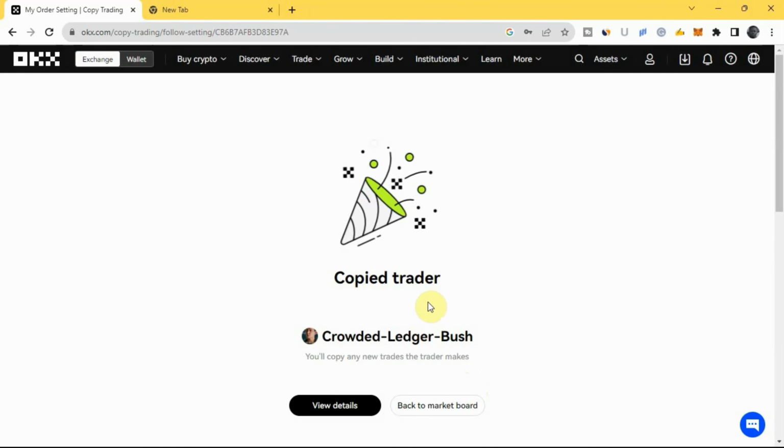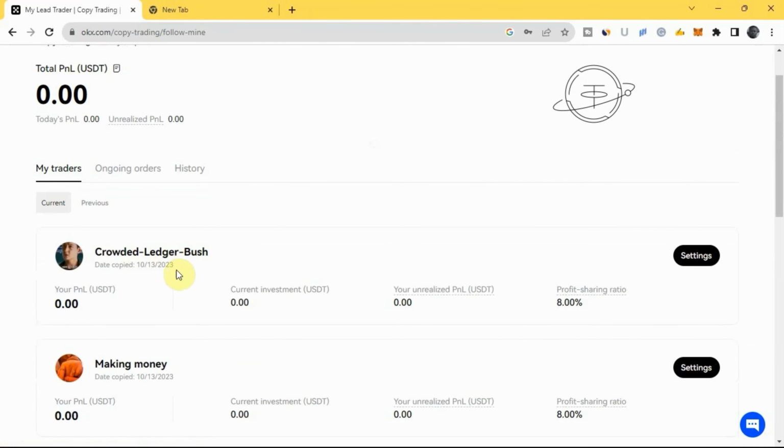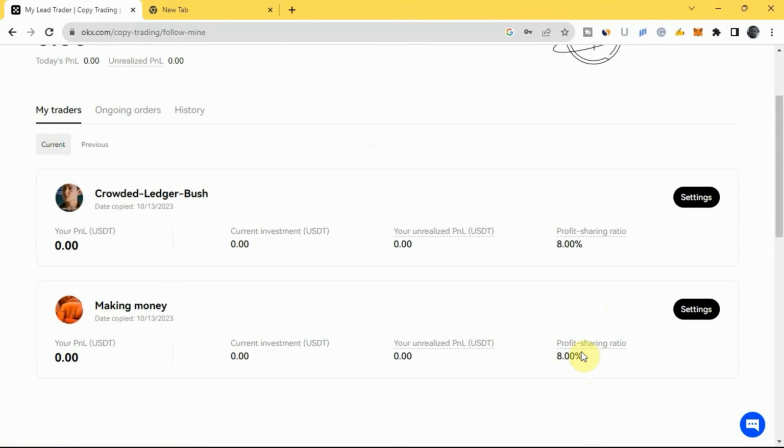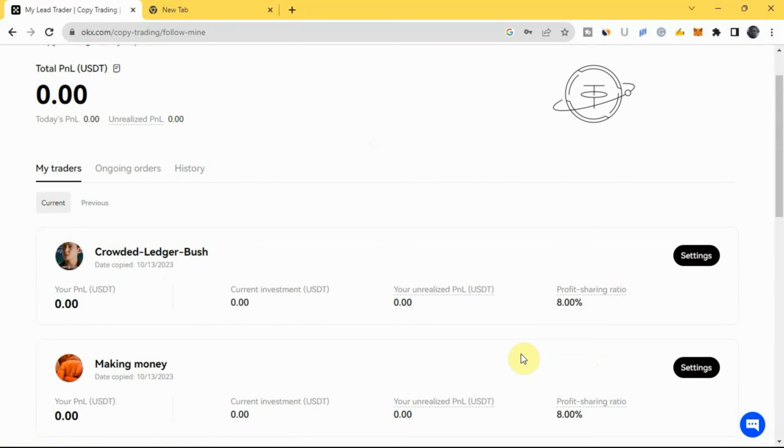I can see copy trader, Crowded Ledger Bush, and then you can come right here to view details. So if you come right here, you see the two traders I'm currently copying, and you can see the profit sharing ratio for both of them is 8% and 8%. So they'll be taking 8% from whatever profits I make. And the reason why you're seeing 0 is because I just followed them, so they're not taking any trade so far. So once they take a new trade, I will automatically follow that trade, and I can see my profit and loss right here under where you have your PNL, my current investment. I'll see the amount right there.